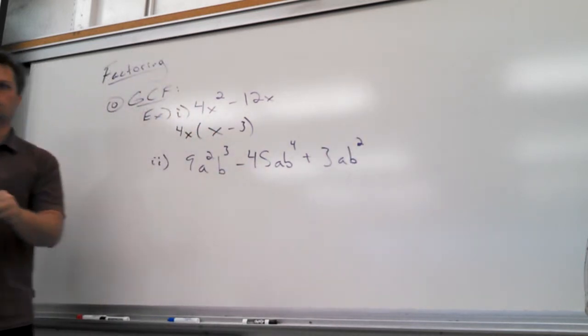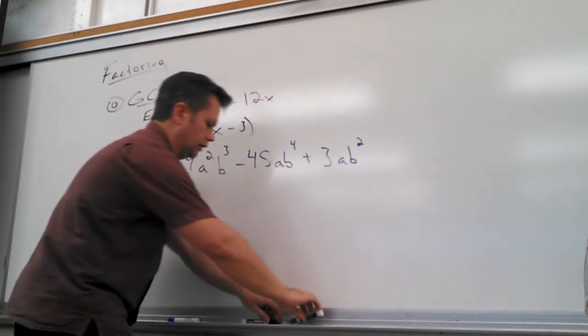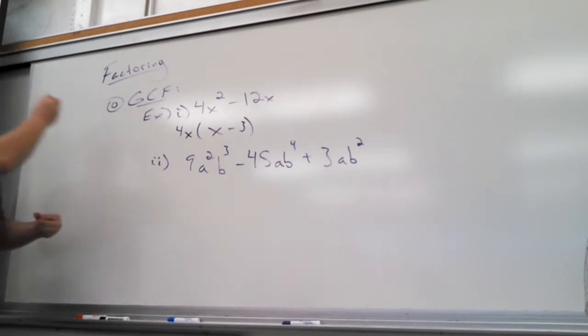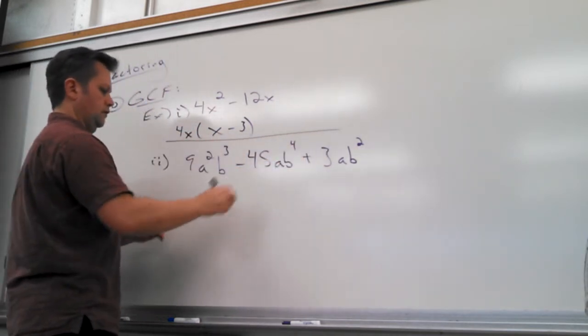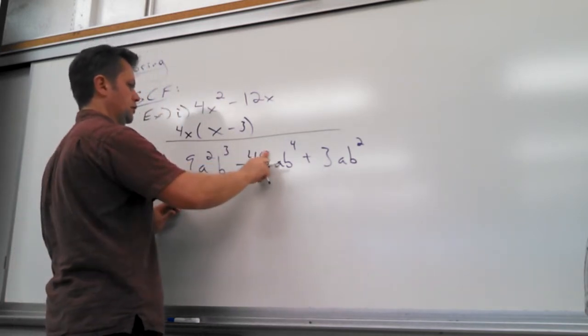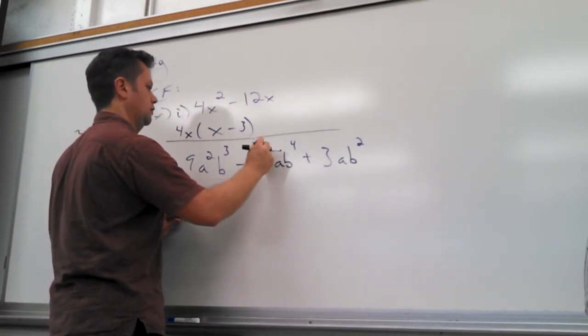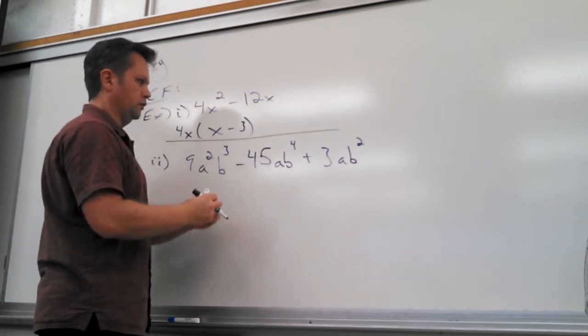Alright, something a little bit weird happens here. So what comes out? Is that 4 or 5? 5 is a bad number for me.